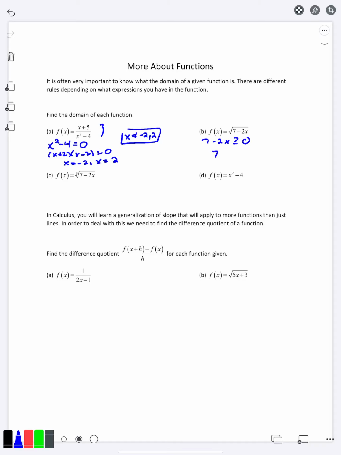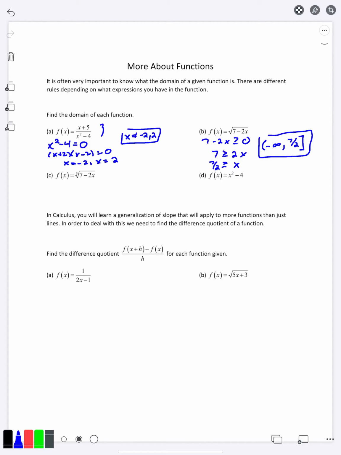And then we can go ahead and add 2x here, divide by 7. And this tells us that we need all the numbers that are less than or equal to 7/2, and that will give us values of x that do in fact work. So my domain, if I were to put it in interval notation, would be all the numbers up to and including 7/2. Okay, so there's our domain for this function.